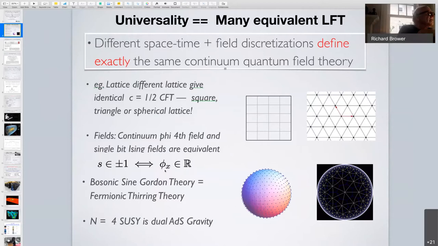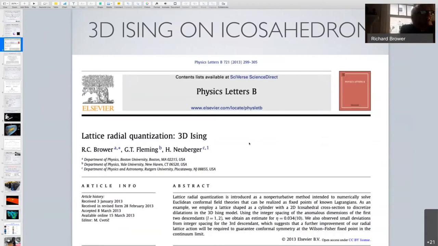And this thing started, which shows you how much difficulty we had. This started, embarrassingly, a long time ago. This is 2013 with Herbert Neuberger and George Fleming, when we were discussing whether we could do so-called radial quantization. And we didn't think about the phi-4 theory. We thought about the Ising model. And we actually did the Ising model on a sphere.